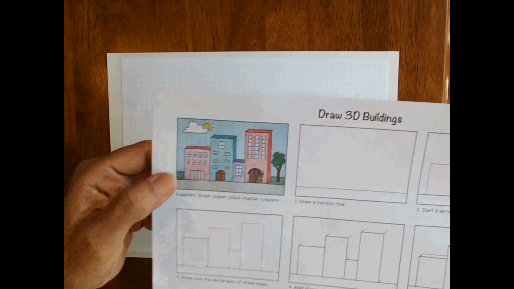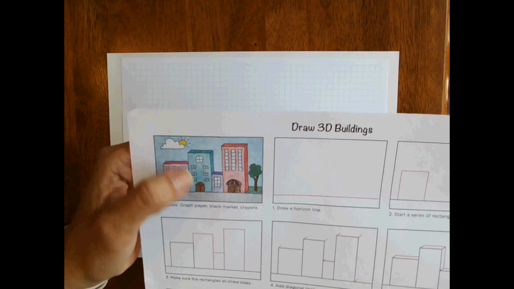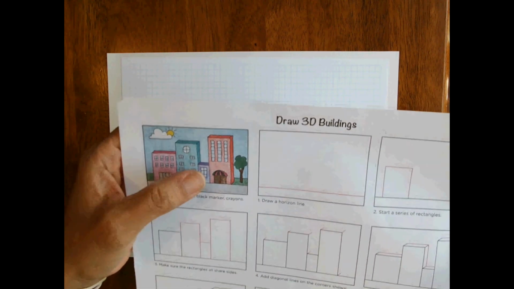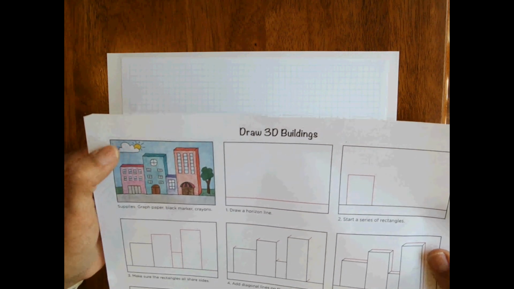So the first thing we're going to do, and here's a little drawing right here. We're going to do a little skyline with the sun, the clouds, a tree, and a couple buildings, and we have the foreground, the midground, and the background, which we talked about in our elements of art. We talked about space, and space shows you foreground, midground, and background.